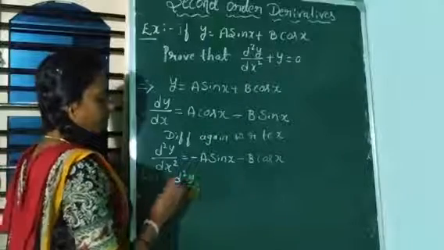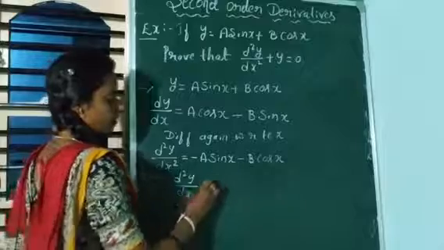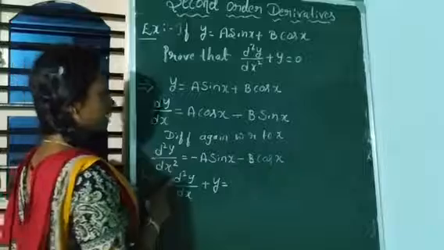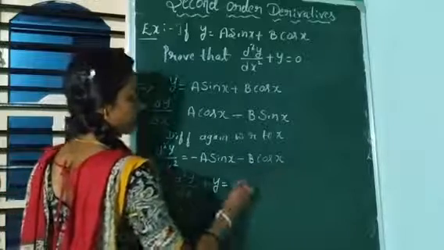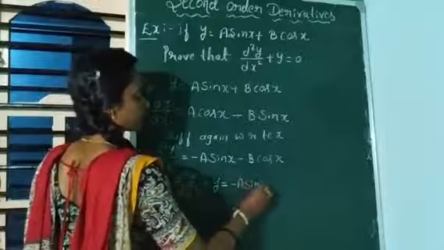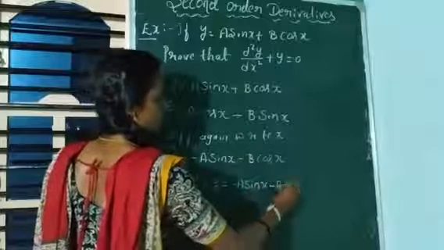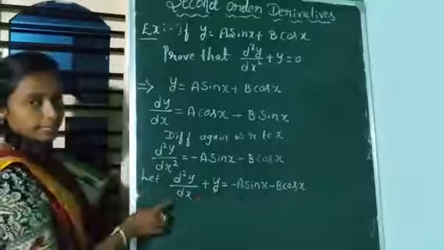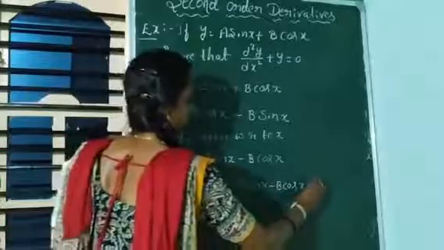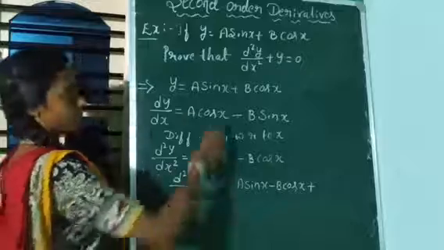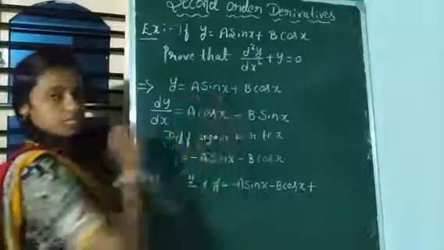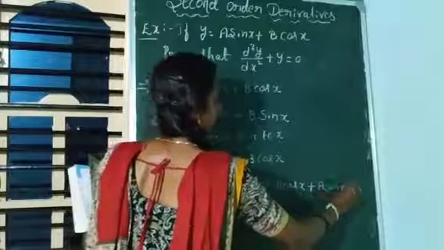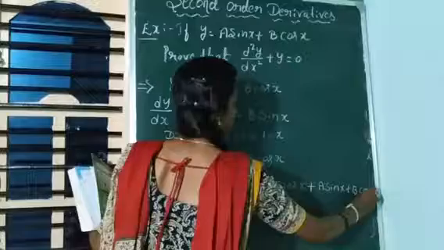d square y by dx square plus y, and this is equal to d square y by dx square, which is minus a sin x minus b cos x. These two terms are for d square y by dx square, plus y, the given function y, which is nothing but a sin x plus b cos x.